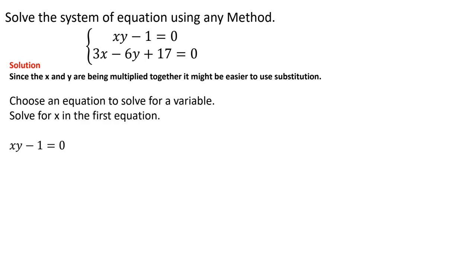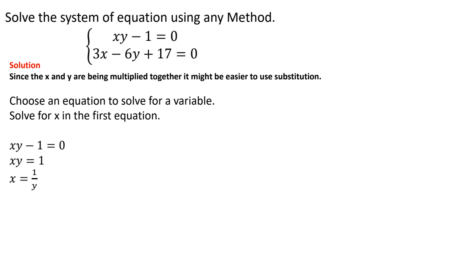So I'm going to take the first equation and solve for x. To solve for x, I'm going to add y on both sides, and then divide by y on both sides. When I do that, I have x is equal to 1 over y. Yes? So if you see here, we have a rational expression with a linear line.